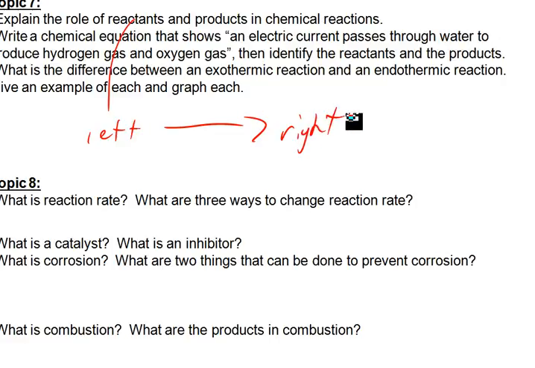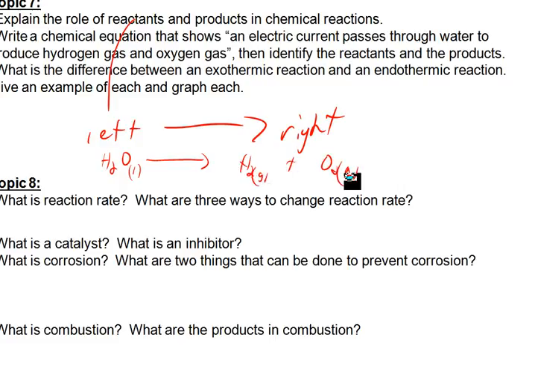And write a chemical equation that shows an electrical current passes through water to produce hydrogen and oxygen. We talked about this. This is called electrolysis. So water is our reactant, and it breaks up into hydrogen gas and oxygen gas.